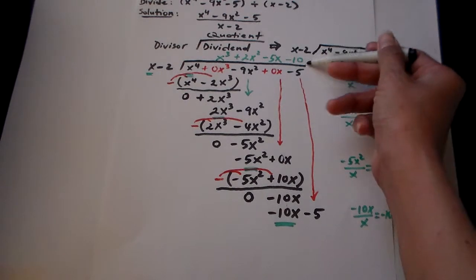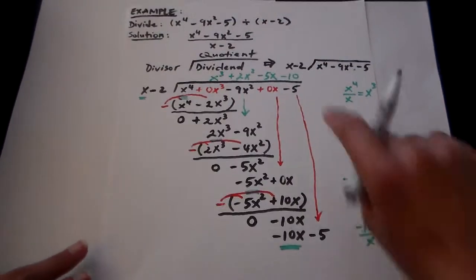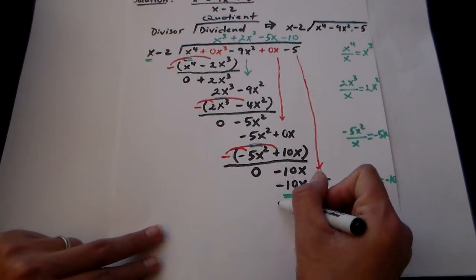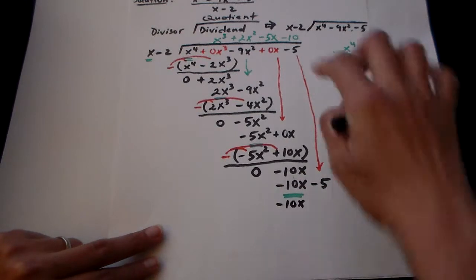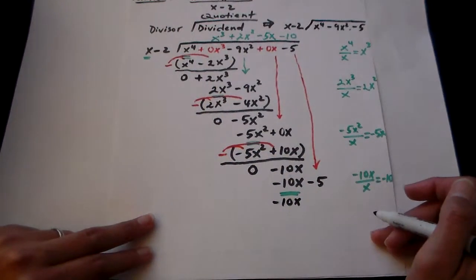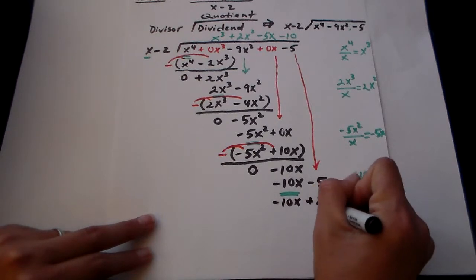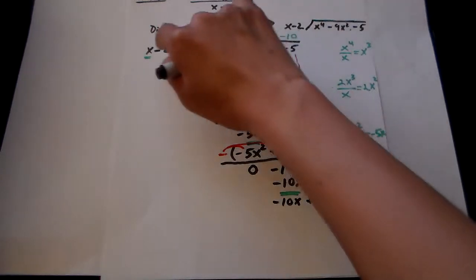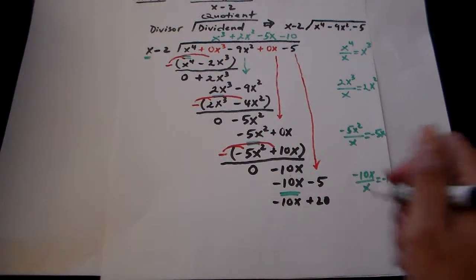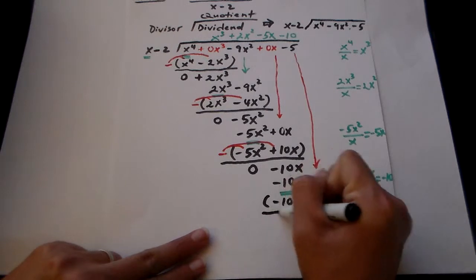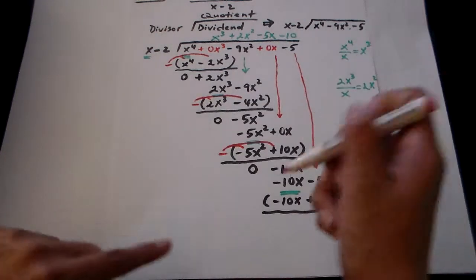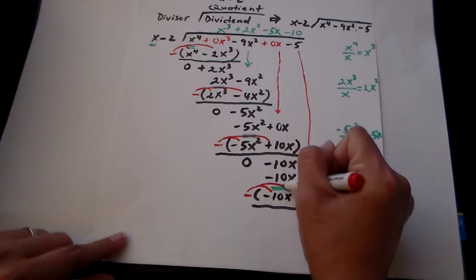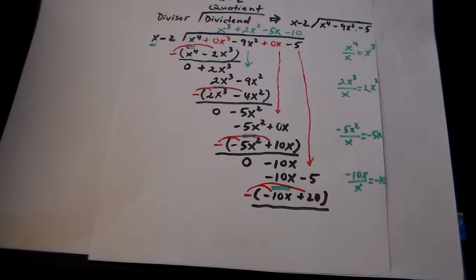Then take negative 10 multiplied by the divisor. So negative 10 times x is negative 10x. Negative 10 times negative 2 is what? Positive 20. Let's double check. Negative 10 times x, negative 10x. Negative 10 times negative 2 is positive 20. Then put them into parentheses. And don't forget to put the subtraction. And distribute this negative to every term inside the parentheses.